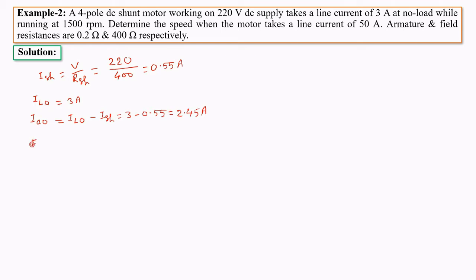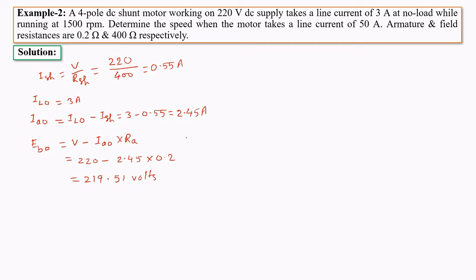Therefore, the back EMF at no load condition will be equal to V minus the armature current at no load into armature winding resistance, where V is the supply voltage, that is 220. The no load armature current is 2.45 and the armature winding resistance is 0.2. Therefore, the back EMF at no load condition will be 219.51 volt.